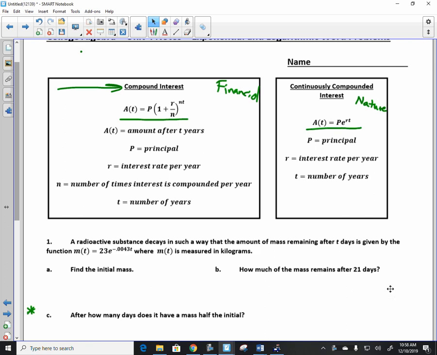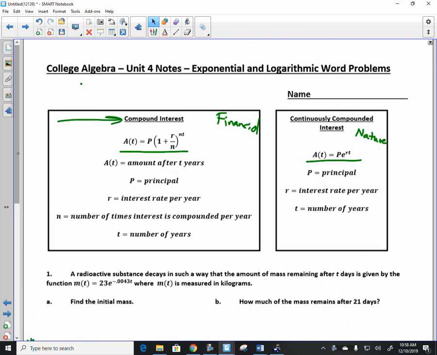And here we go. Today we are going to apply our work, exponential and logarithmic word problems. Compound interest, this formula, A is equal to P times (1 plus r over n) raised to the nt power. That is really a financial formula in many situations. Whereas if you have A equals P times e to the rt, that's where you have continuously compounded interest, often a problem that arises in nature. And so we're going to use these formulas in context of this.